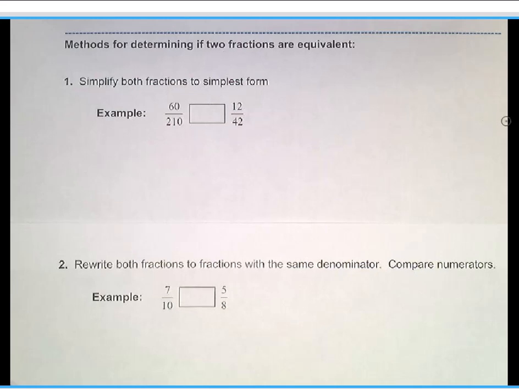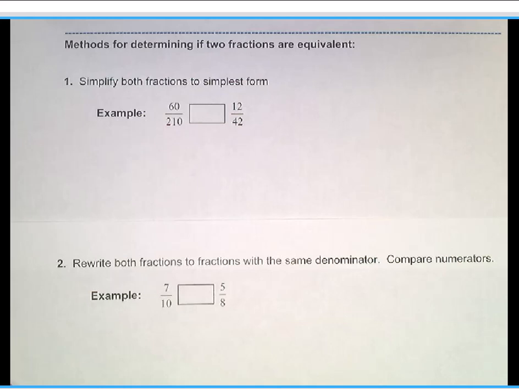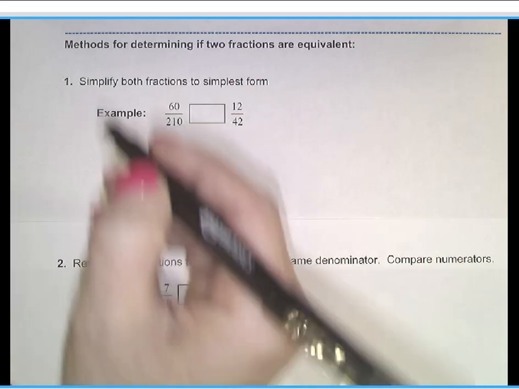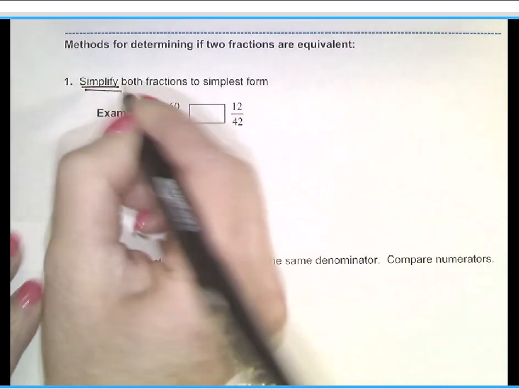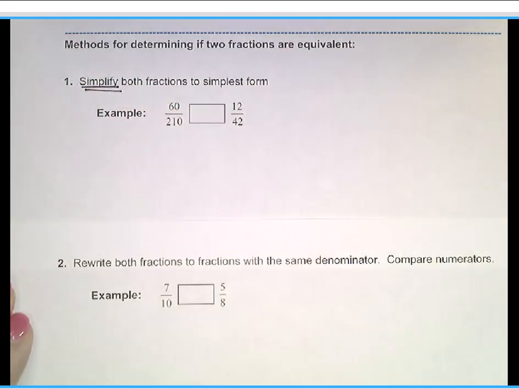Now we're going to look at how you figure out if two fractions are equivalent to each other. So in other words, if they're equal to each other. I'm going to show you three ways that you can figure out if your fractions are equivalent. The first way is you're going to just simplify both fractions. And when you simplify both fractions, if you get the same fraction, then that means these two fractions are equivalent.